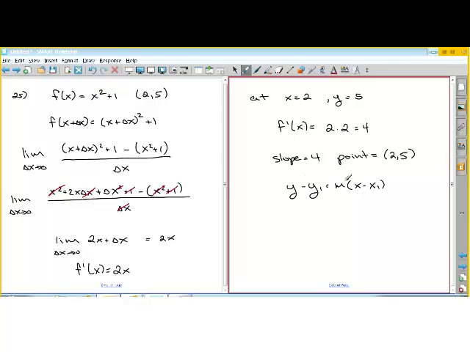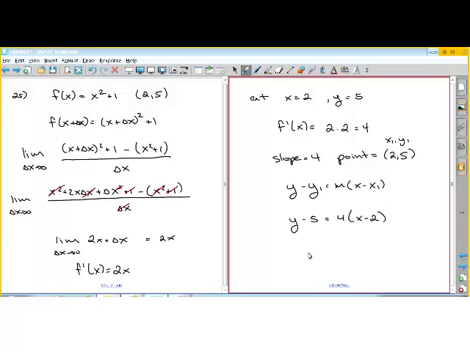Which is this. This is the slope. These are the points. So this is 5 and this is 2. So you have y minus y1 is equal to m, which is 4, times x minus x1, which is this. So let's write that above that, x1, y1. So x1 is 2.